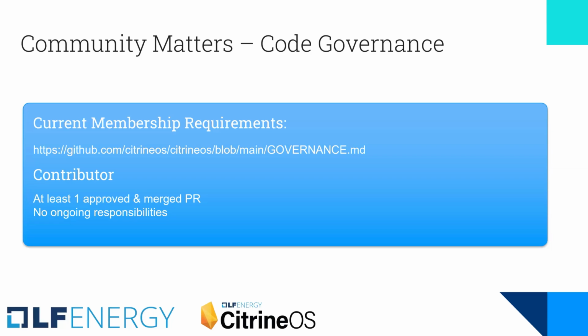In the CitrineOS GitHub organization, there is a main repository called CitrineOS. That repository is where issues can be filed. It's also where we have our governance rules. The governance rules describe some roles, the most basic of which is the contributor role. If you have at least one approved and merged PR, you are a contributor. There are no responsibilities associated with that role. It is just to recognize people who have contributed to the project.